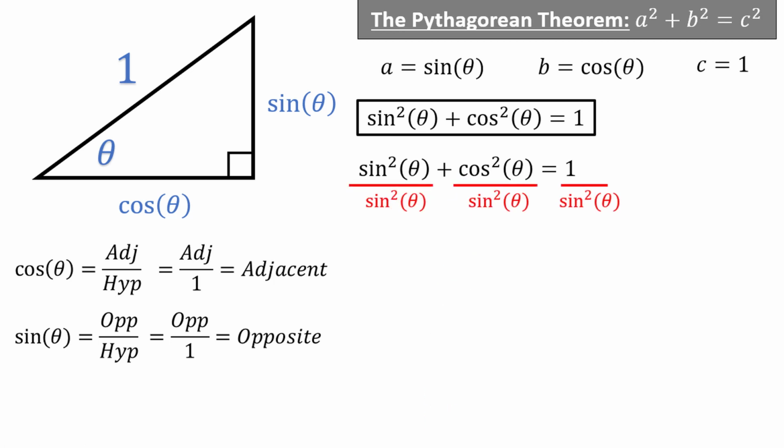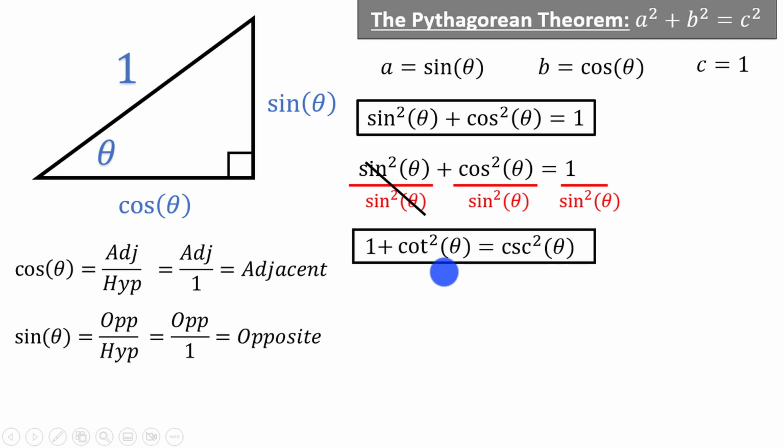If we divide everything by sine squared of theta, and we look at the right-hand side, we see that we have 1 divided by sine squared of theta. 1 over sine is cosecant, so 1 over sine squared will be cosecant squared. Sine squared over itself is just 1. And cosine squared over sine squared is cotangent squared. Altogether, we have 1 plus cotangent squared is equal to cosecant squared. This is the second of the three Pythagorean identities.